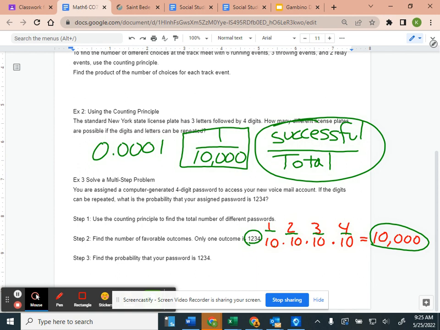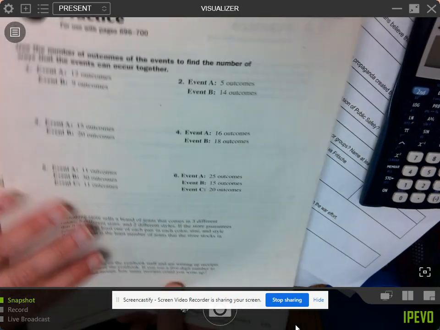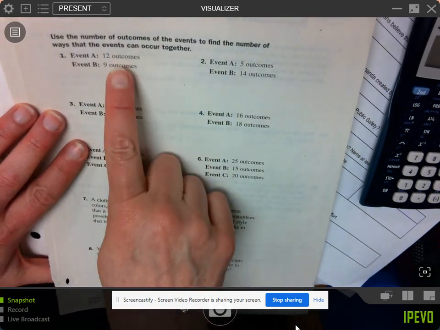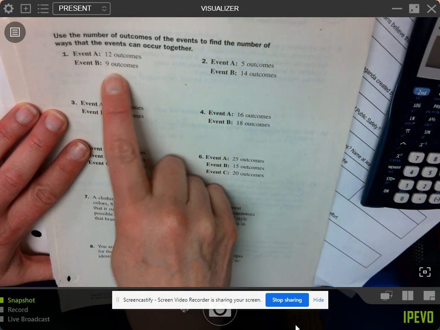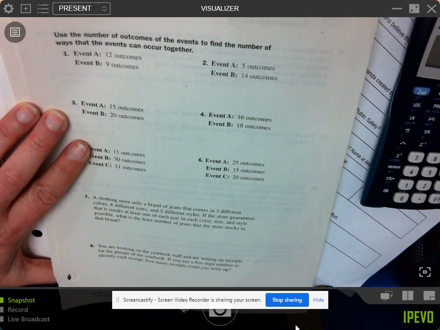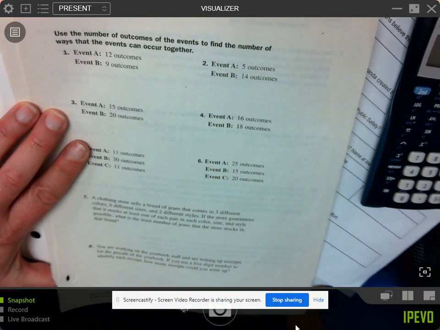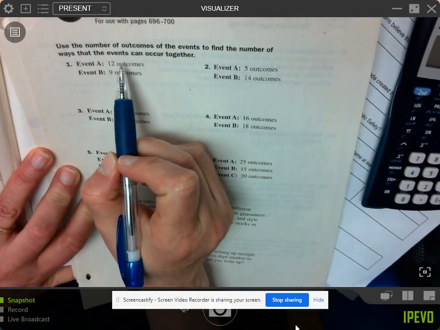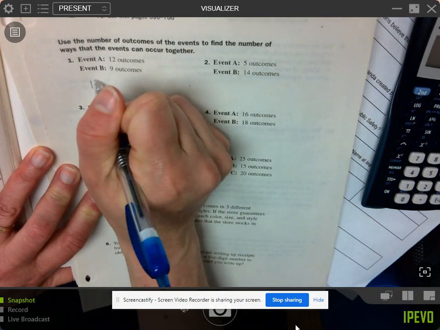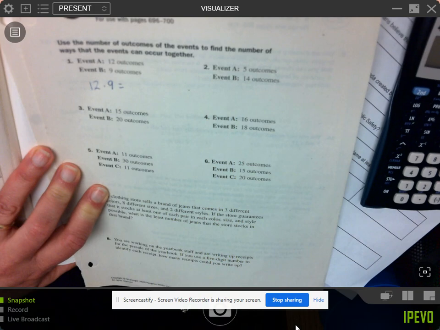Okay. So our assignment is page 173 and 174. On 173, they're telling you how many outcomes there are. Event A had 12 outcomes. Event B has 9 outcomes. Using the counting principle, what do I have to do? No, I didn't say probability. So using that counting principle to find the number of events that can occur together, you would multiply. That's it.